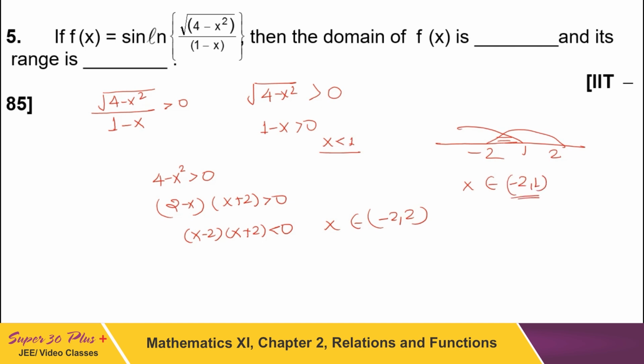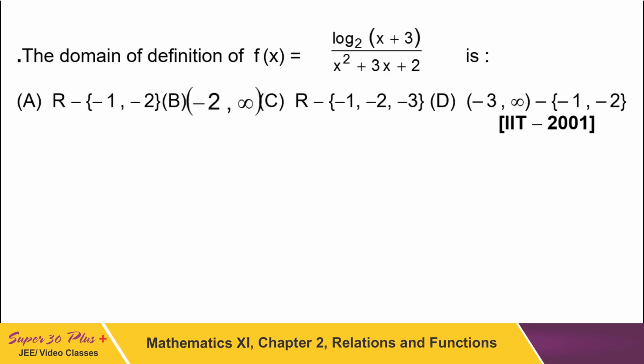And as we know, this is a sine function. That's why the range of the sine function is minus 1 to 1. The answer of domain is minus 2 to 1, and the answer of range means f(x) lies between minus 1 to 1. This is the answer of this question. Let's see one more question.